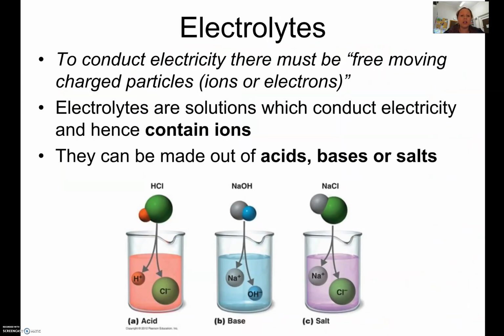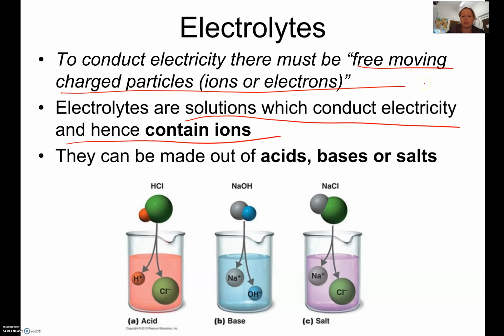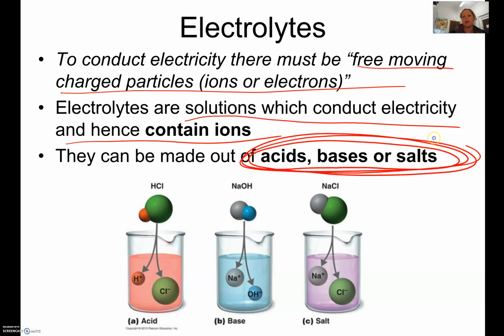So what is an electrolyte? Let's just go back and have some kind of perfect notes on this. An electrolyte is a solution which conducts electricity because it contains ions. And we know to conduct electricity there must be free moving charged particles, which can be ions or electrons. So electrolytes are made up of acids, bases or salts, because those are your particles that contain ions. So therefore, here you've got HCl, sodium hydroxide, sodium chloride. They will all conduct because they're made up of ions.